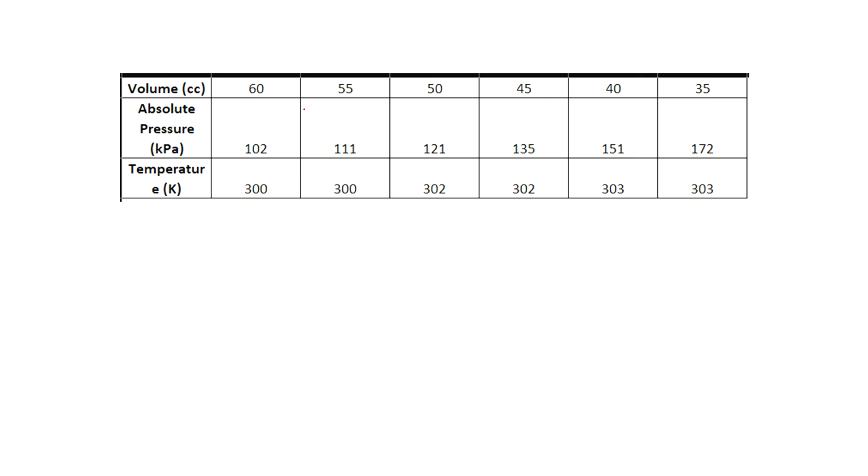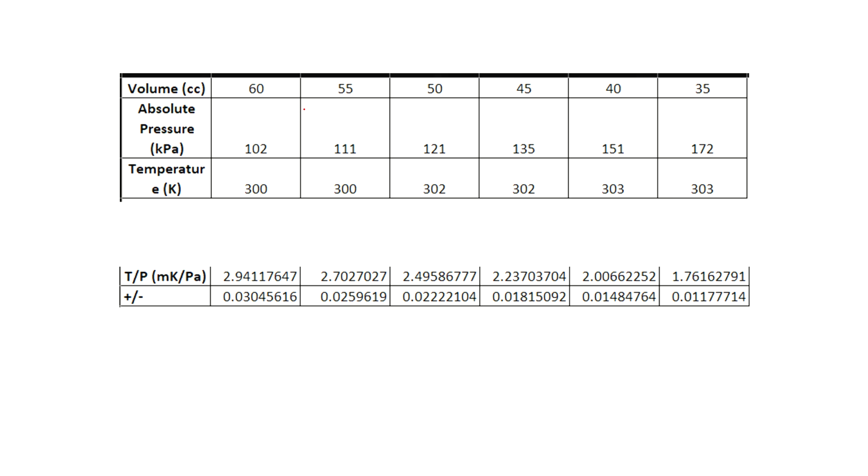Okay, now for the second part of the experiment. Here are the results we got by testing the way I said before. Here are the values of the volumes, pressures, and temperatures at different points. Now what we're going to do is get temperature divided by pressure. In this case, because it's kilopascals, the unit is millikelvin divided by pascals. We also have the uncertainty.